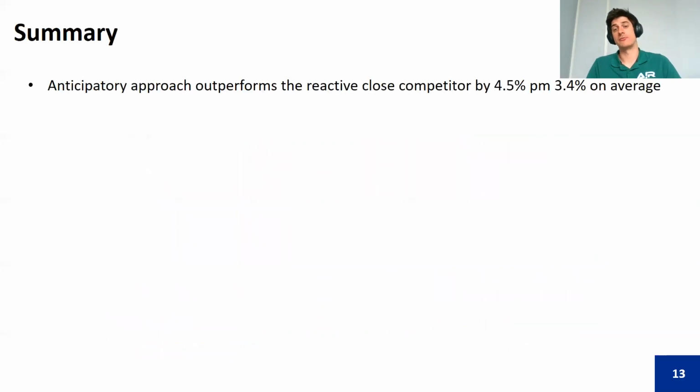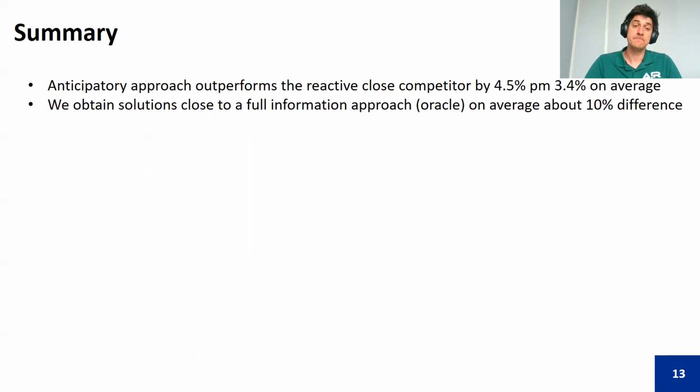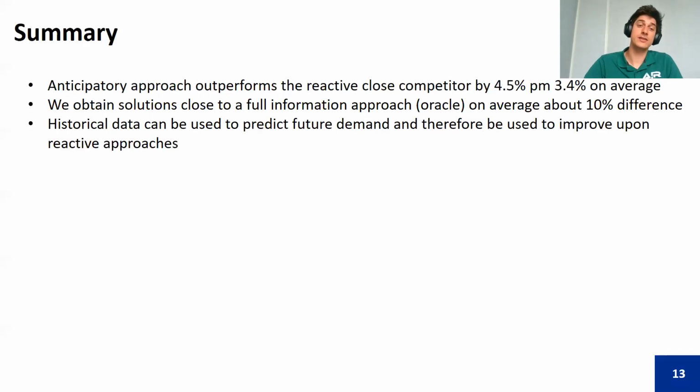This brings me to my summary. The anticipatory approach outperforms the reactive close competitor by 4.5% plus minus 3.4% on average. We obtain solutions close to the full information approach. On average, about a 10% difference was seen. And we also see that historical data can be used to predict future demand, and therefore it can be used to improve on reactive approaches.